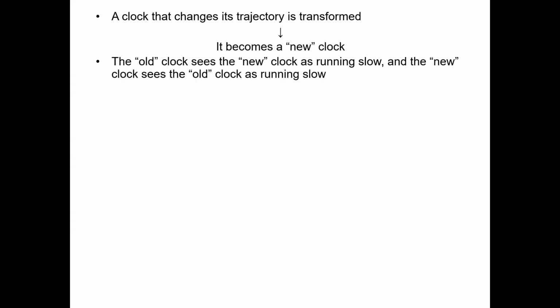Now let's look at this statement. A clock that changes its trajectory is transformed, meaning it becomes a new clock. The old clock sees the new clock is running slow, and the new clock sees the old clock is running slow.